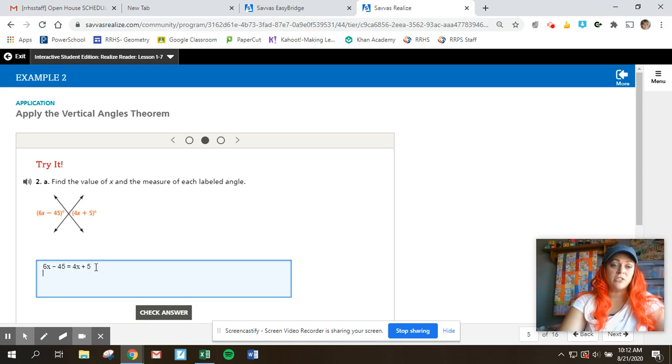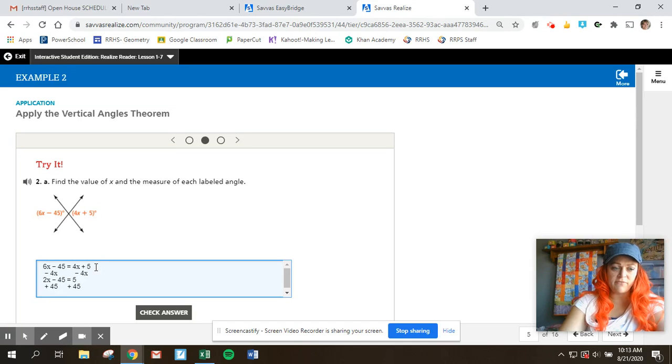And then you solve. So in this case, it doesn't ask you to write a proof. It doesn't ask you to give your reason step by step. I'm just going to show my work like a regular algebra problem. So I'm going to subtract 4x on both sides. I would be left with 2x minus 45 equals 5. Okay, I still need to get the x's by themselves, so I'm going to move that 45. So I'm going to add 45 on both sides.